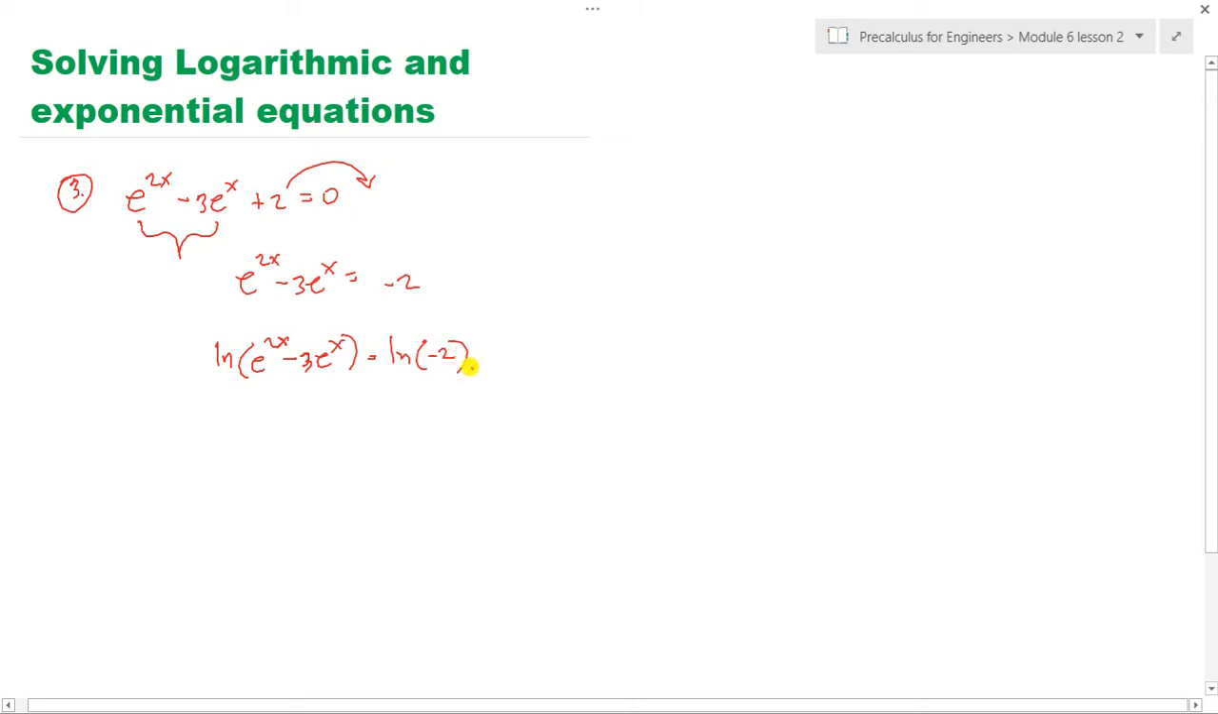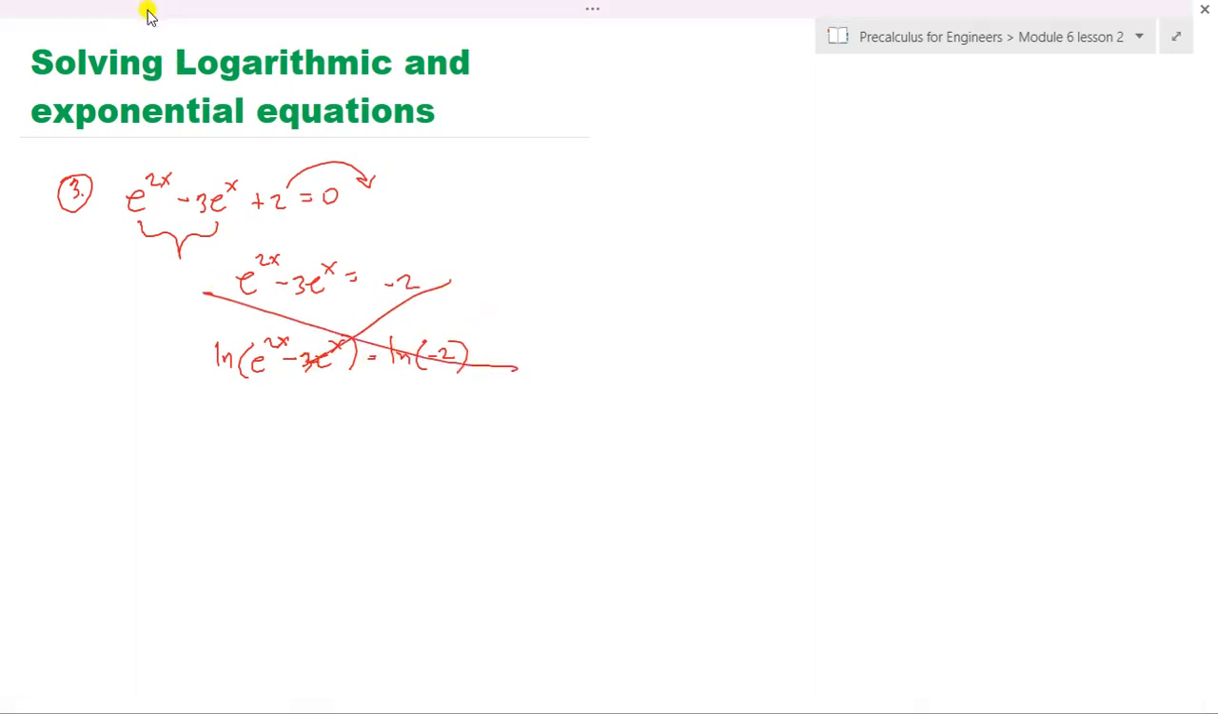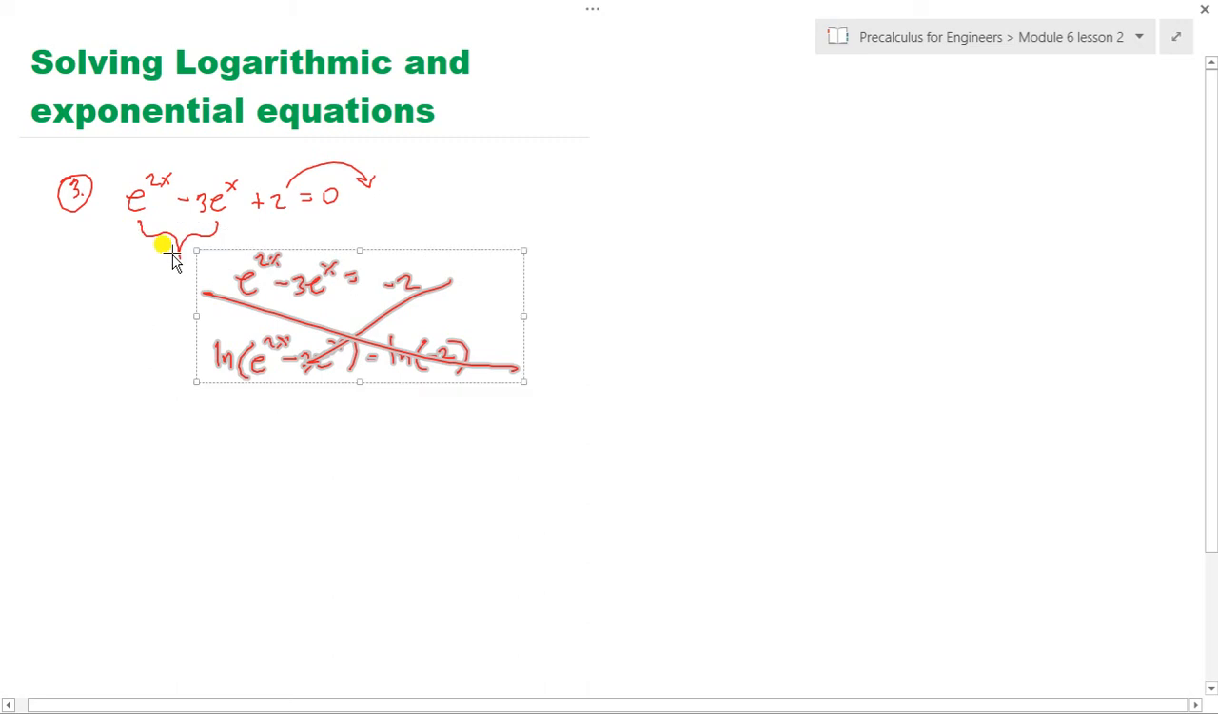Now, is there an ln of a negative number? Right? None. Ln of a negative number, that is a math error. So, therefore, that is not a possible method. Okay, this is a tricky part, but we will use our mathematical ability here.